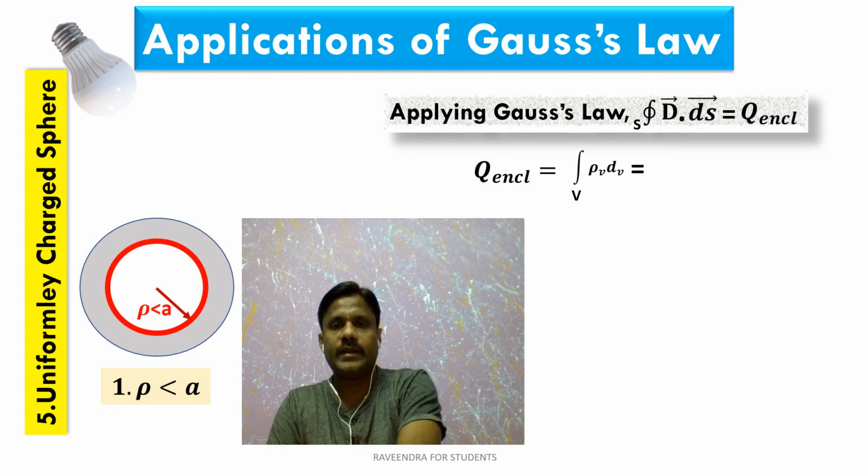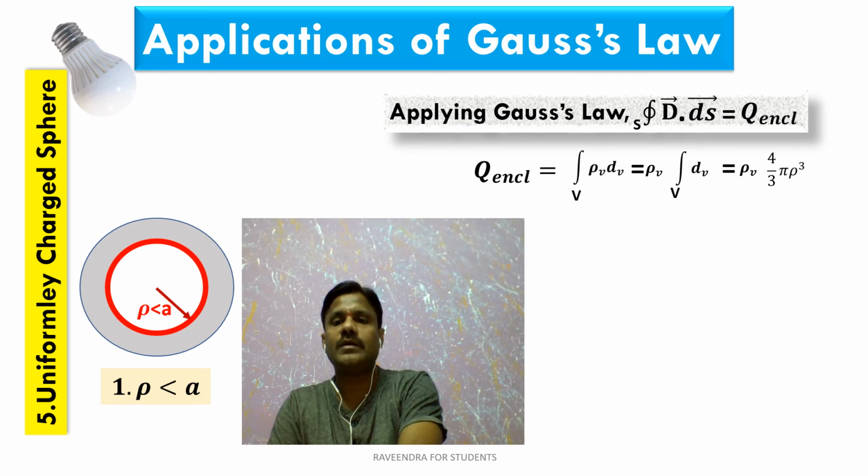So we can write it as rho_v into integral over v dv. So that can be written as rho_v into, since we are applying Gauss law, we won't evaluate this integral over v dv. For this we will consider directly the volume of the Gaussian surface, which is a sphere having a radius of rho. So what is the volume of a sphere having a radius of rho? It is 4 by 3 pi rho cube. Directly we have considered the volume of the sphere without evaluating the volume integral.